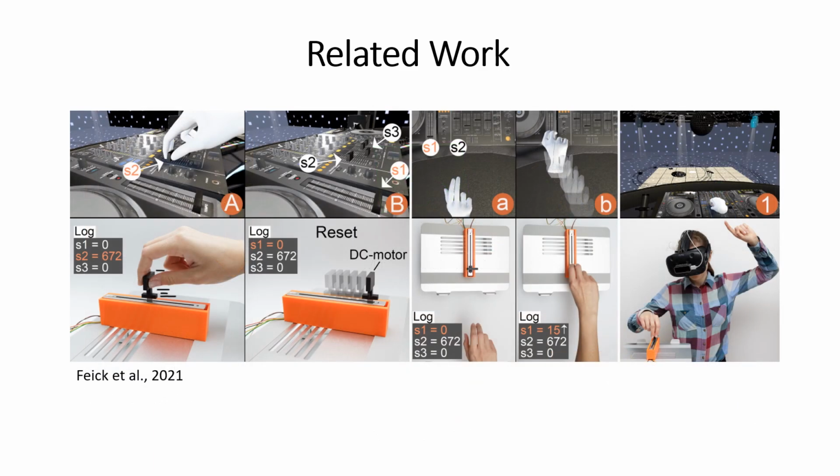Fike et al. investigated the scaling of linear movement using visuo-haptic illusions. As part of this work, they presented an example system that maps one physical slider to multiple different length virtual sliders using haptic retargeting. This is achieved using a motorized slider to match the physical and virtual slider states based on a log of previous virtual slider positions.